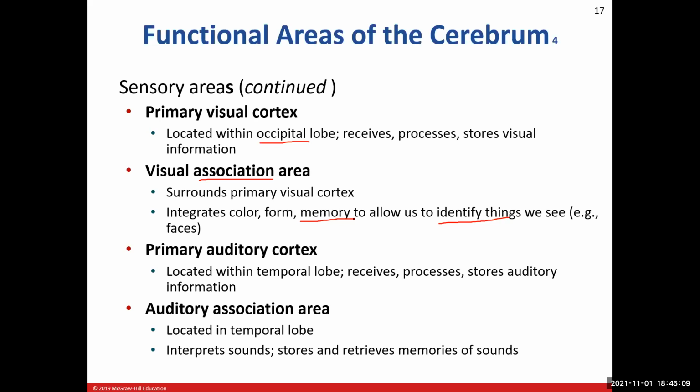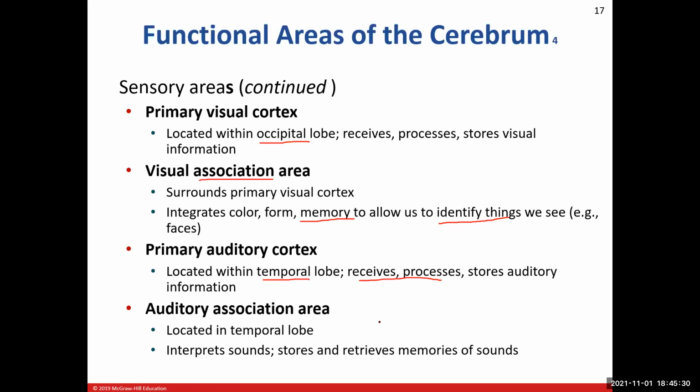Another sensory area is our primary auditory cortex. That's hearing, so that's going to be with the ear. Well, what is right underneath the ear? The temporal lobe. And so the temporal lobe, same thing. It's going to receive and process that hearing, that sensory information, and it's going to store that information.